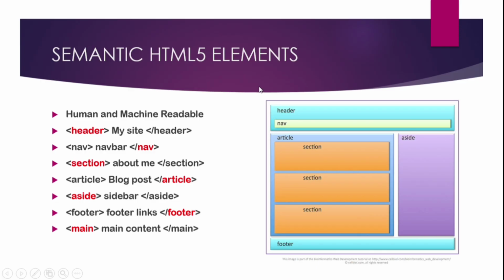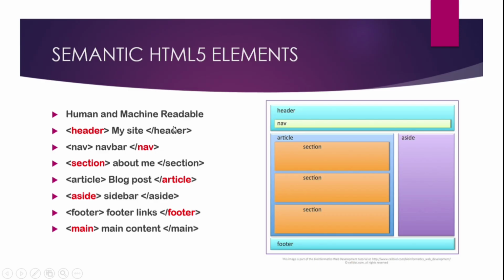So next we have the semantic HTML5 elements. What is this semantic? Semantic means human and machine readable. So we are able to understand the information, and at the same time the machine can also understand what tags we are mentioning here. You can see header. Header is nothing but the topmost place of any website. So it is one of the human understandable code, right?